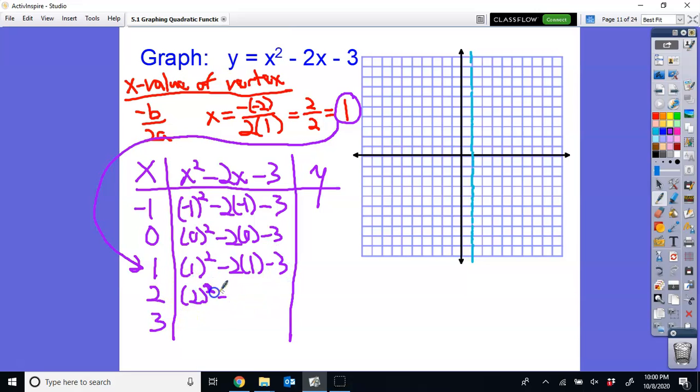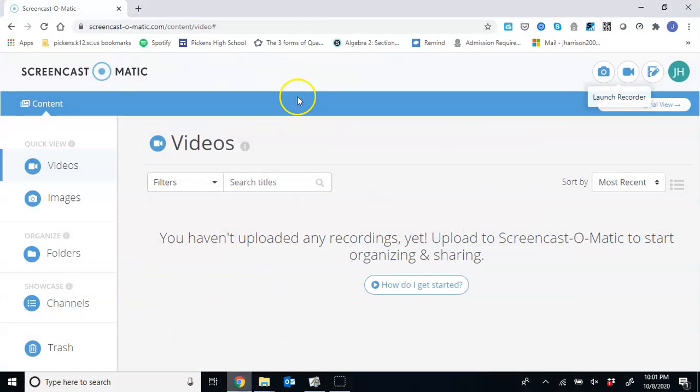Now, I know I'm kind of over-exaggerating here, this middle column. I know some of you are thinking, Mr. Harrison, I'm just going to use the calculator. I'm not even going to write the middle column. That's fine, as long as you know what you're actually plugging into. And notice that I put parentheses around the x when I plugged it in, because I want to tell the calculator to square that. So what we're going to do now is look at what that looks like when we go to Desmos.